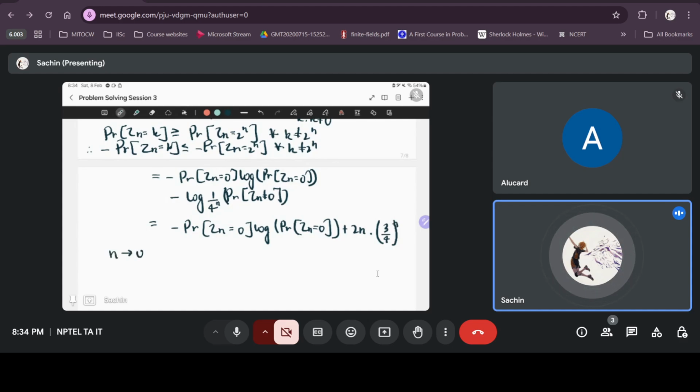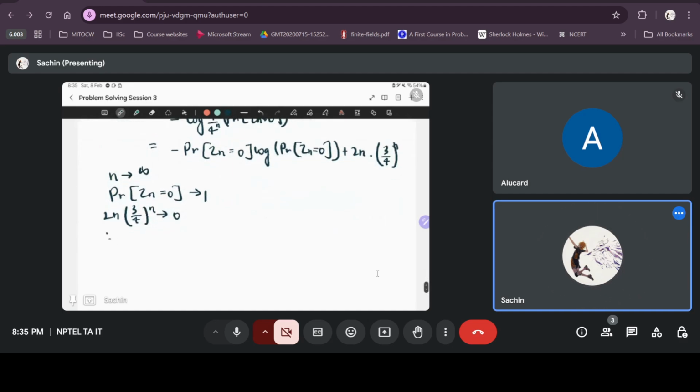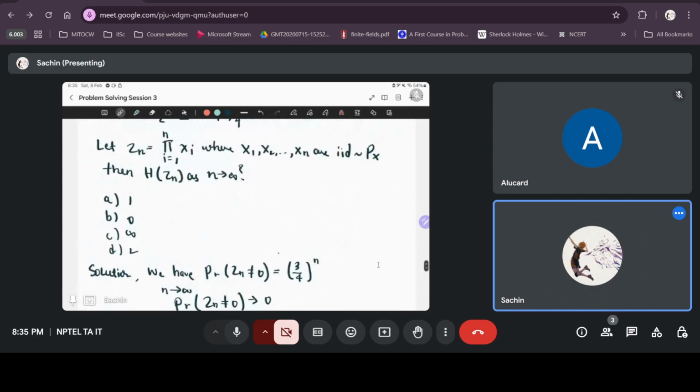As n approaches infinity, probability that Zn equals 0 approaches 1, and 2n into 3 over 4 power n approaches 0. Therefore, h of Zn approaches minus 1 log 1 plus 0, which is equal to 0, which is option B.